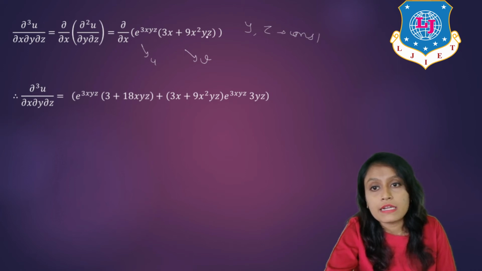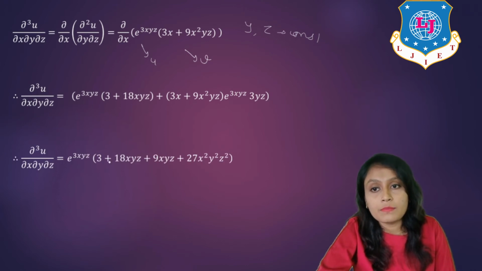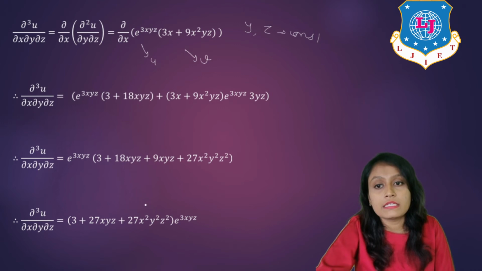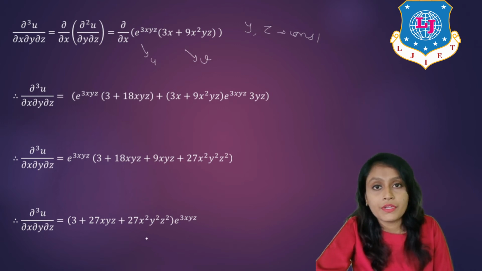So y and z are constant, 9 is also constant, derivative of x square is 2x. So here we have 18xyz plus this v will remain constant and derivative of u with respect to x. So it is e raised to 3xyz into 3yz. Okay, now we have to do just simplification. So on simplification, that is taking e raised to 3xyz common and simplifying it, you will get the required result.